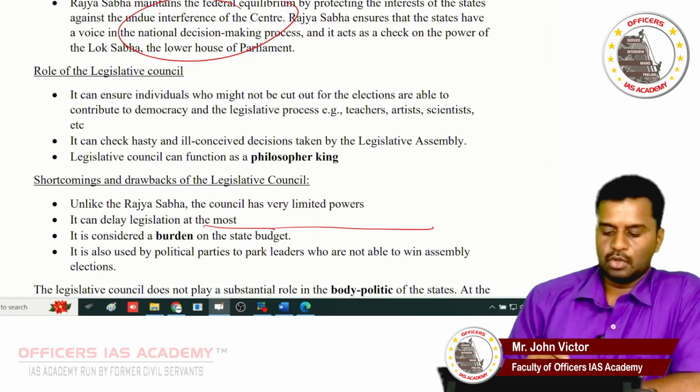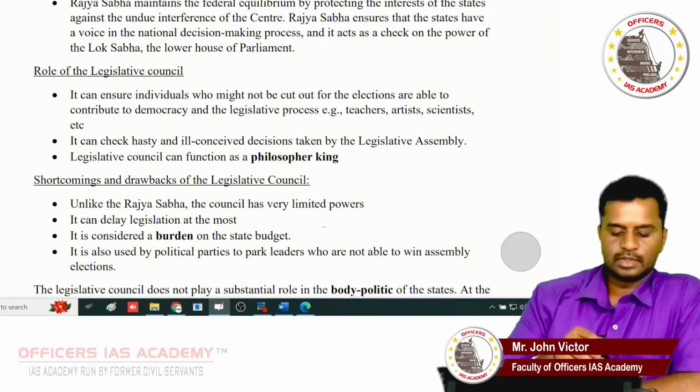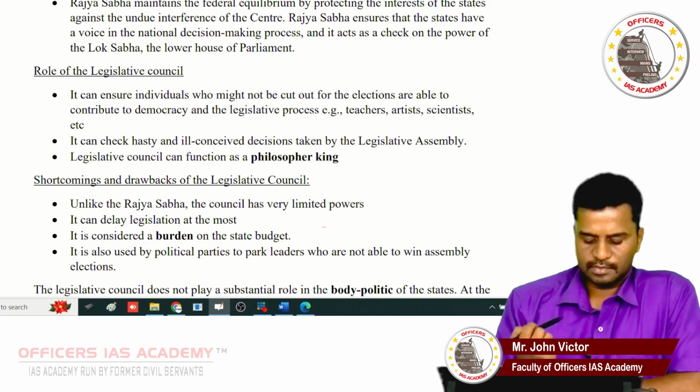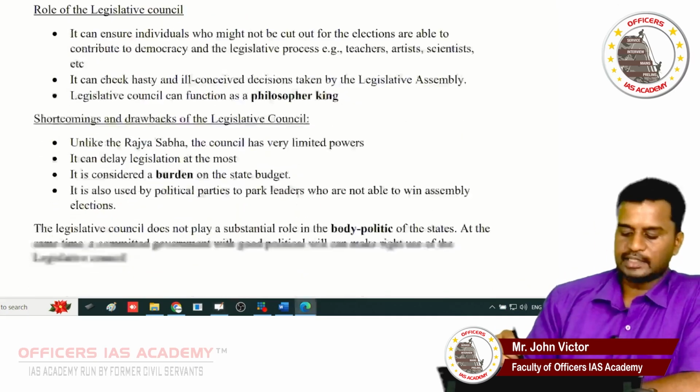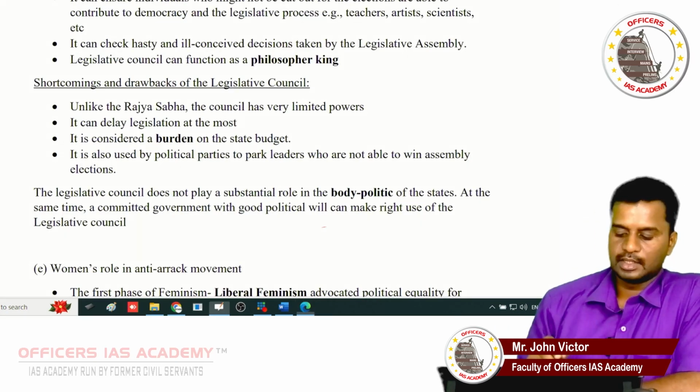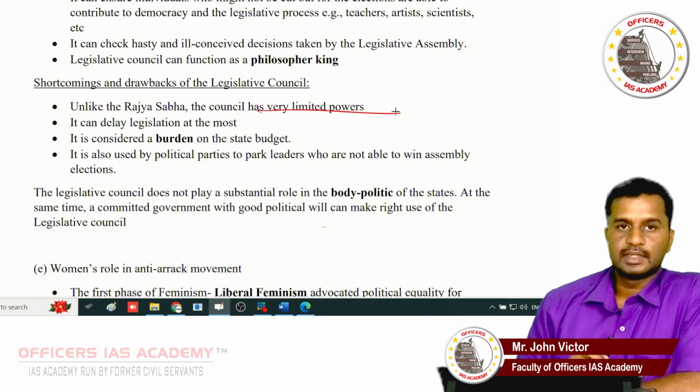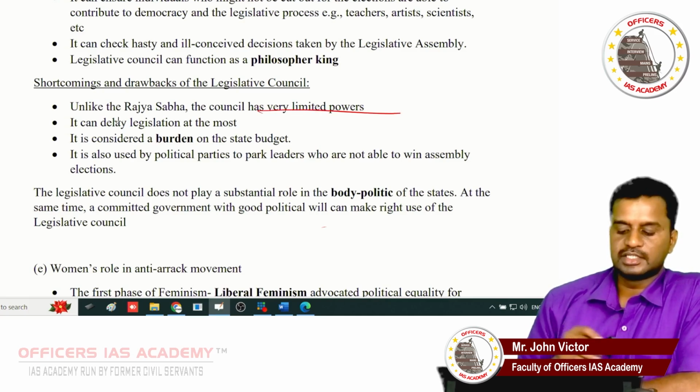Then mention the role of the Legislative Council. You can write what you studied in GS. You can also briefly highlight the shortcomings and drawbacks. It has limited powers. At the most, it can delay legislation.